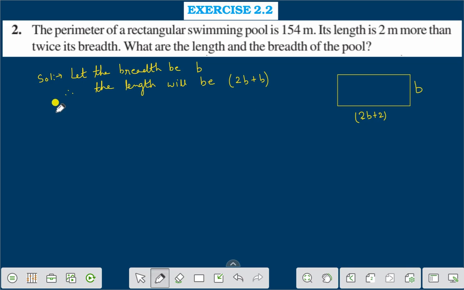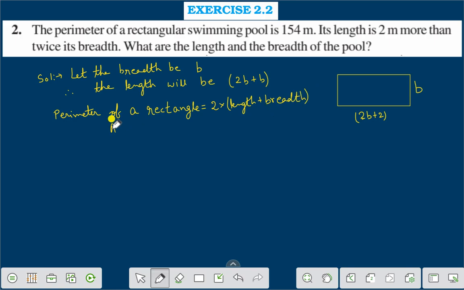Perimeter of a rectangle, we know that, perimeter of a rectangle is equal to 2 into (length plus breadth).